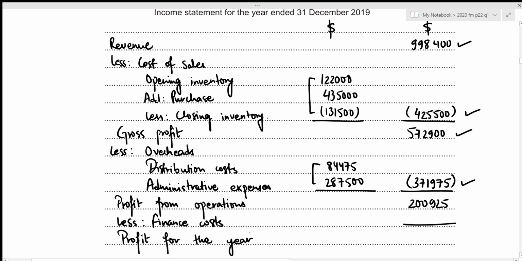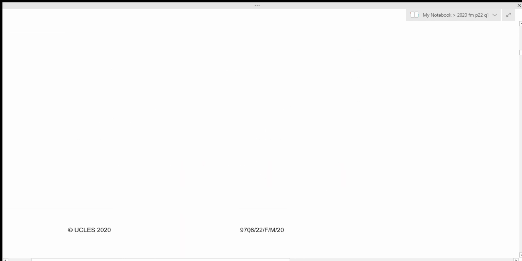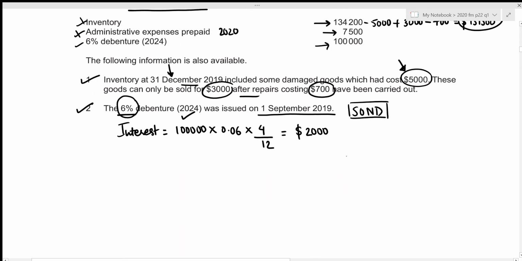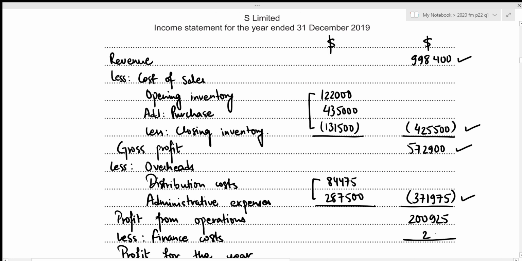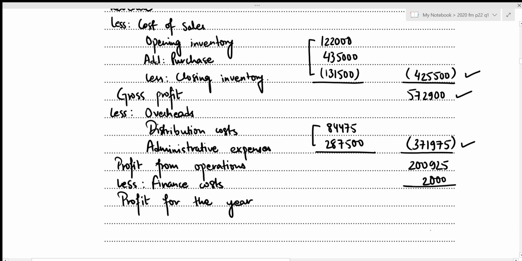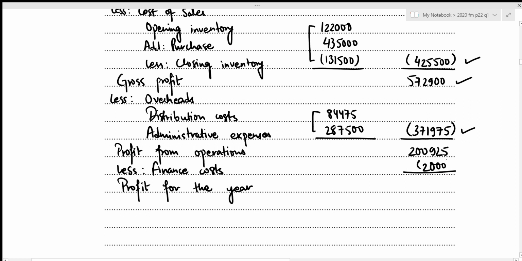And we already figured out the finance cost, which is just the interest for our 6% debenture, right? And the interest were only for the months of September, October, November, and December, which we figured out to be 2,000. Let's substitute this value. And since we need to subtract this finance cost, I'm just going to write it down in a bracket. Now, our profit for the year is just going to be the difference between our profit from operations and finance cost, which is 200,925 minus 2,000, which results in 198,925. This concludes the first part of this question.